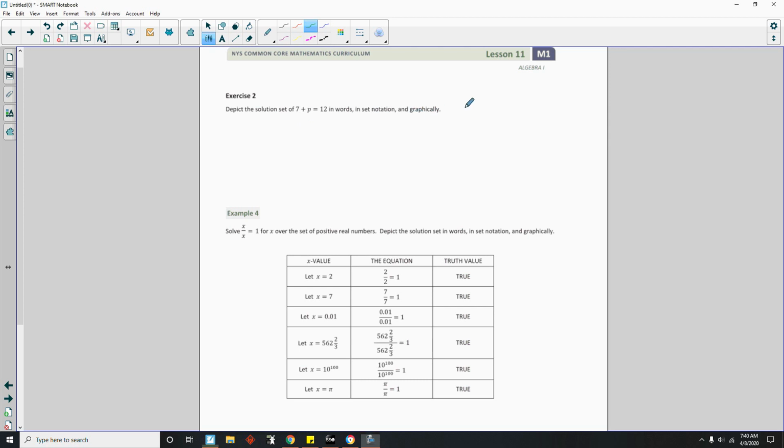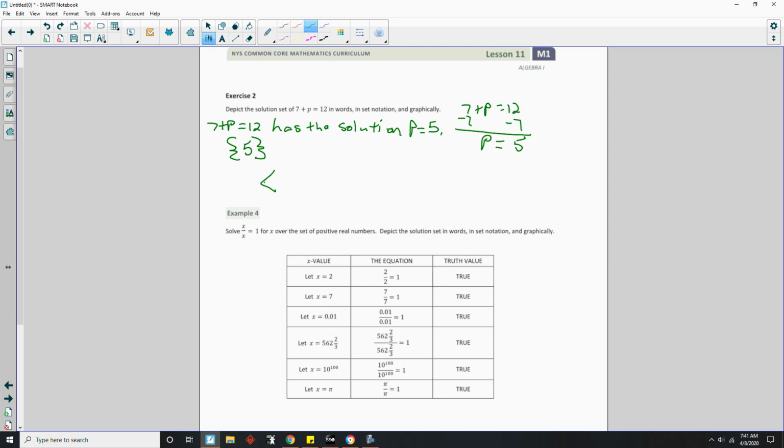So if I took 7 plus p equals 12 and subtracted 7 from both sides to isolate that variable, I get p equals 5. So I would say, in words, 7 plus p equals 12 has the solution p equals 5. Set notation, bracket, the number 5, bracket.